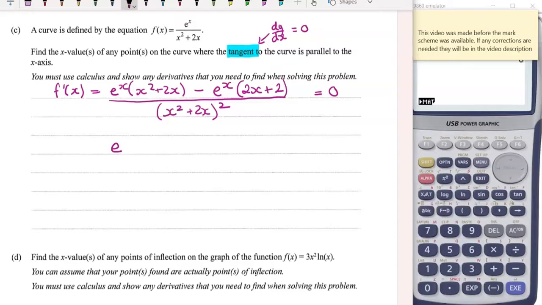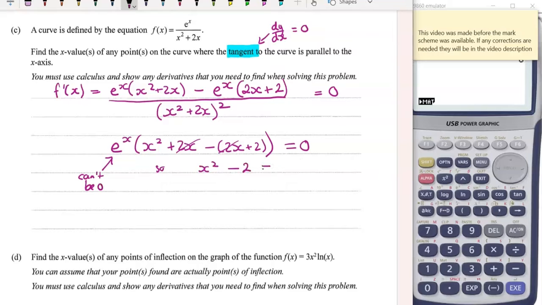So on the top, we have e to the x times x squared plus 2x minus 2x plus 2 if we take out a factor of e to the x. So this 2x and minus 2x cancel there, and we end up with x squared minus 2 inside that bracket. But e to the x can't be 0, so x squared minus 2 must be 0, so x squared is equal to 2, and x has to be plus or minus root 2.